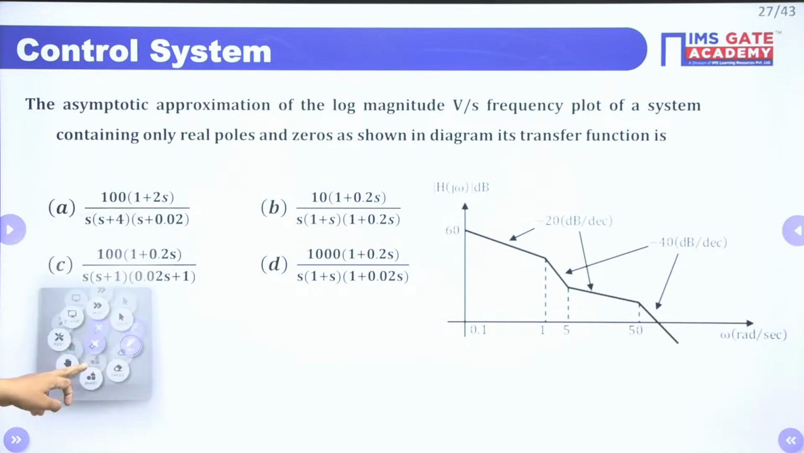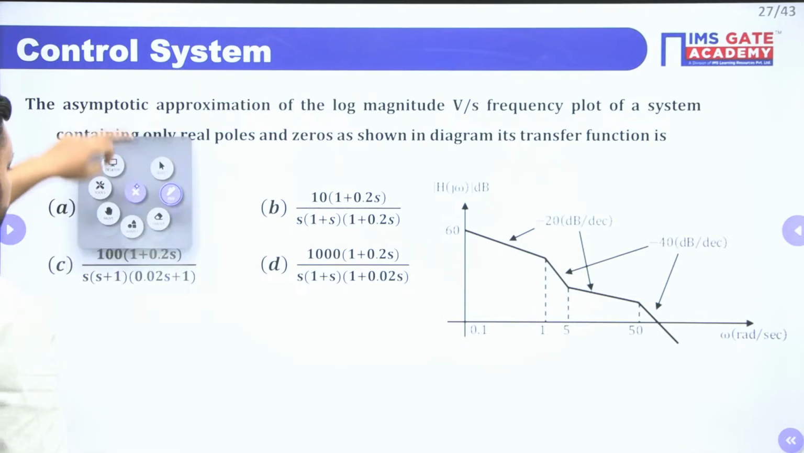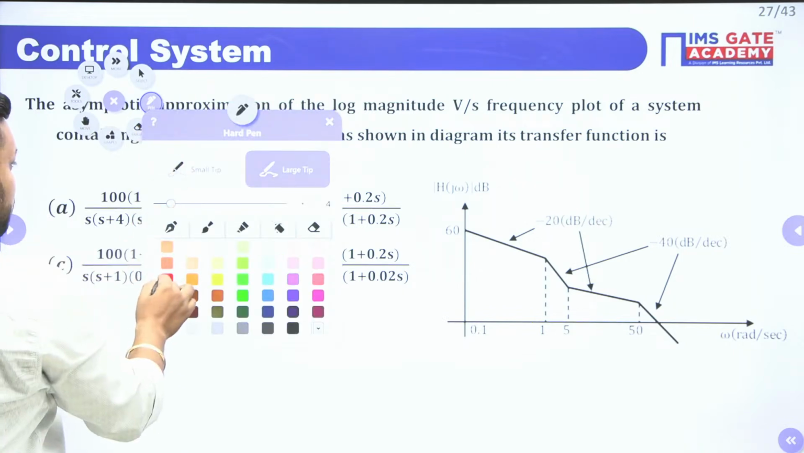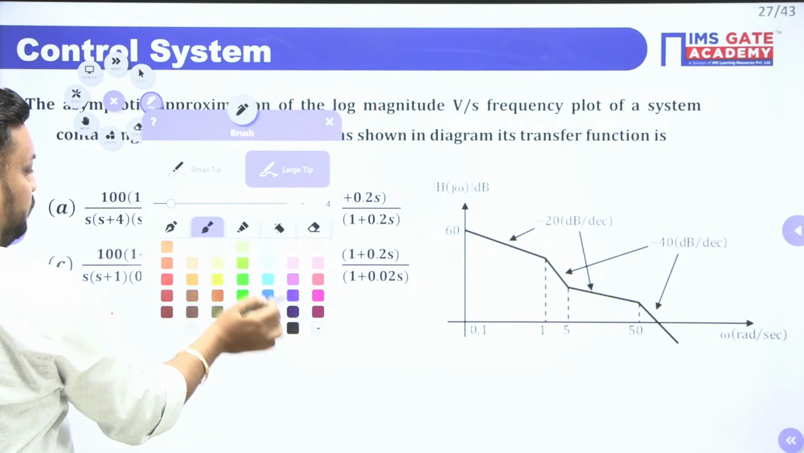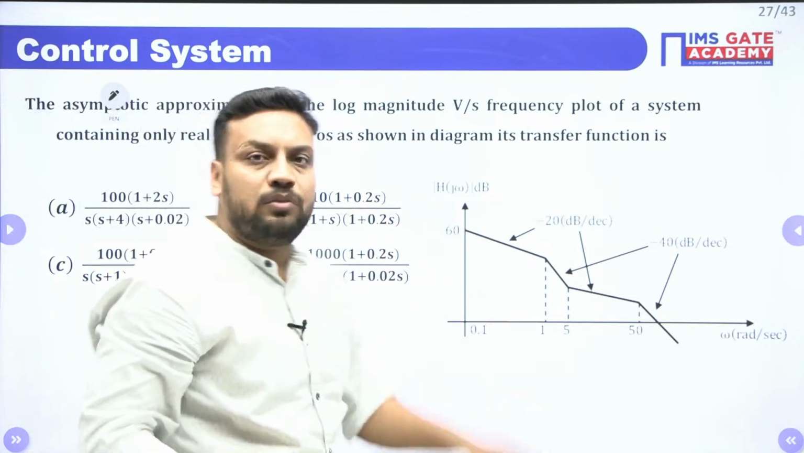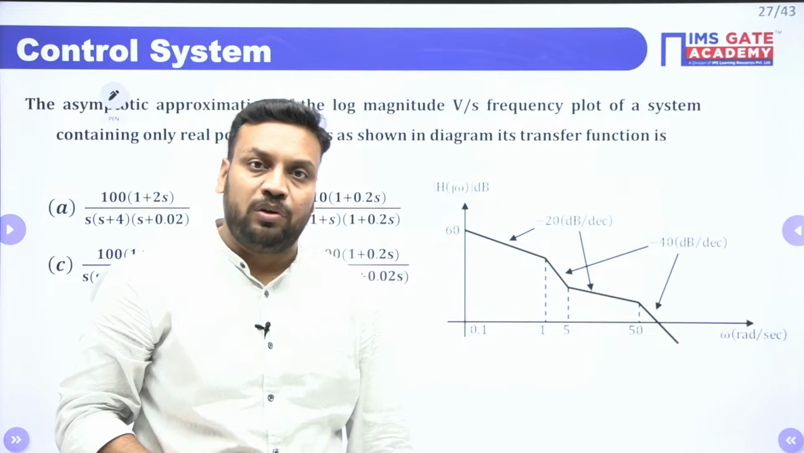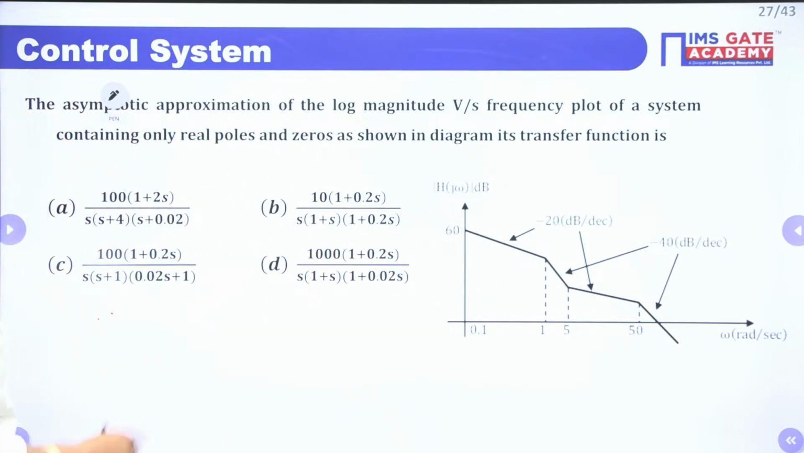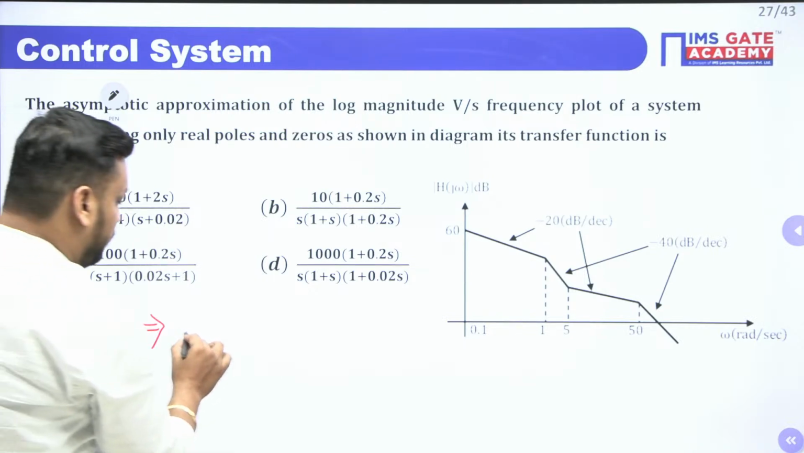So this is the question here. Asymptotic approximation of a log magnitude curve is given, guys. The examiner is asking for the transfer function. So whenever a Bode plot question comes, what is the best method to solve? First of all, you need to observe the initial slope. The initial slope will provide you the information about poles and zeros at origin. Because of -20, we are having one pole at origin. It means we are having one S term.